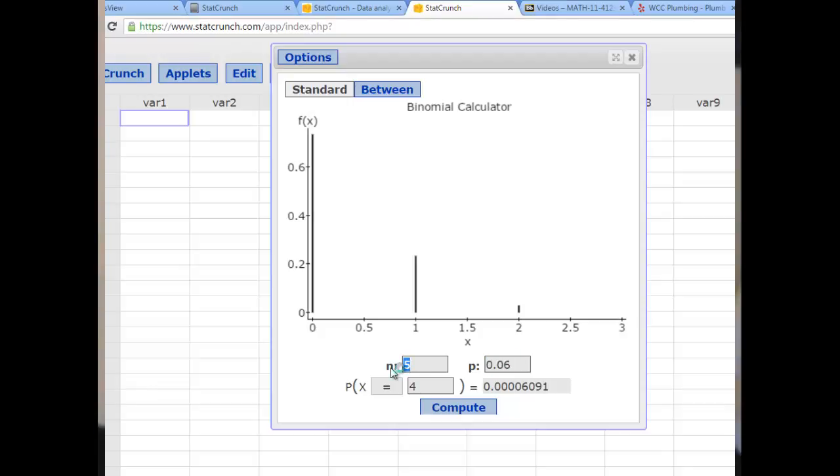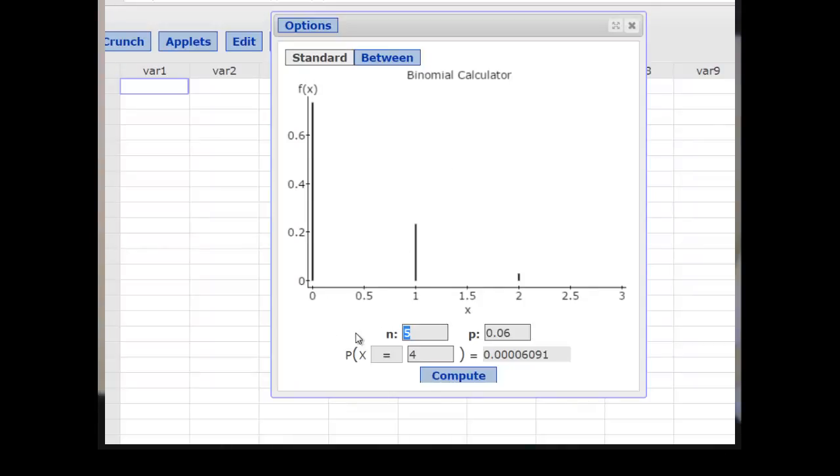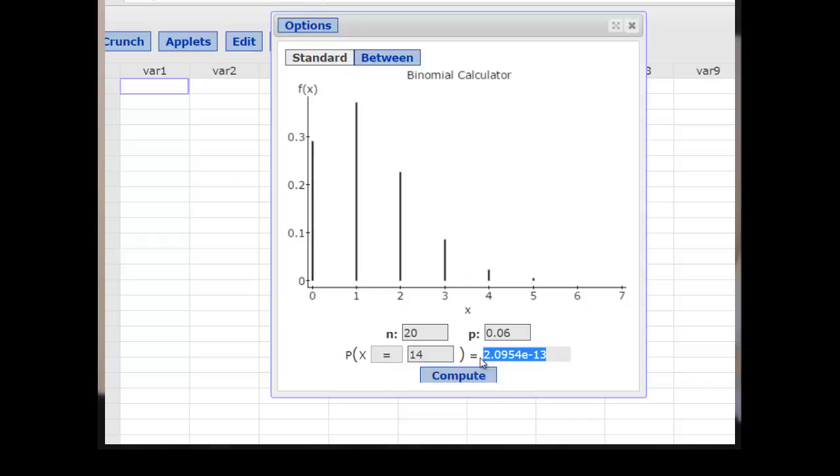Well, let's bring it up a little bit. Let's bring it to, oh, I don't know, 20 people. With 20 people, you have a little bit more chance of having 4 out of the 20. However, there's no way you'll have 14 out of the 20. This is scientific notation: 2.095 times 10 to the negative 13th. That's 12 zeros and then a 2. So that's very, very improbable. Of course, the probability that you have less than or equal to 14 is almost 1. You have an almost 100% probability that less than or equal to 14 people will have this characteristic.